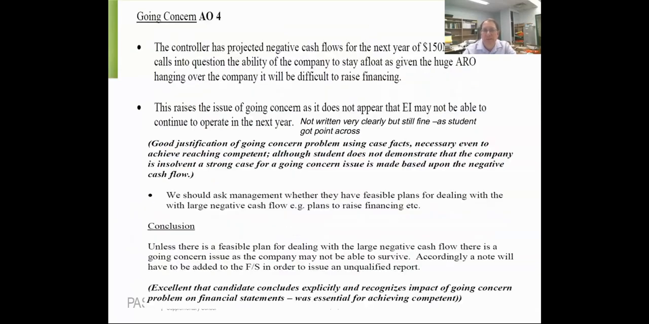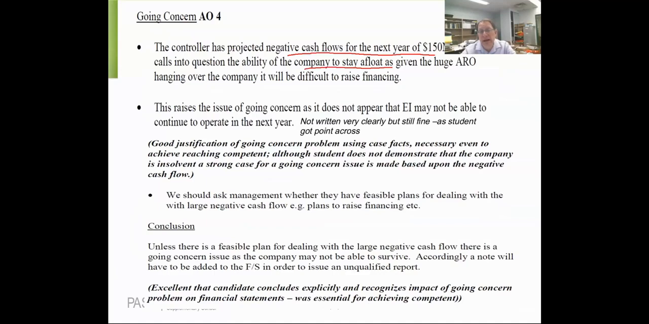Going concern. The controller is projecting negative cash flows. Okay, fine, for the next year of 150. This is my support. This is my reason. It calls the company into question whether they can stay afloat. This raises the issue of going concern. Okay, fine. They may not be able to continue.